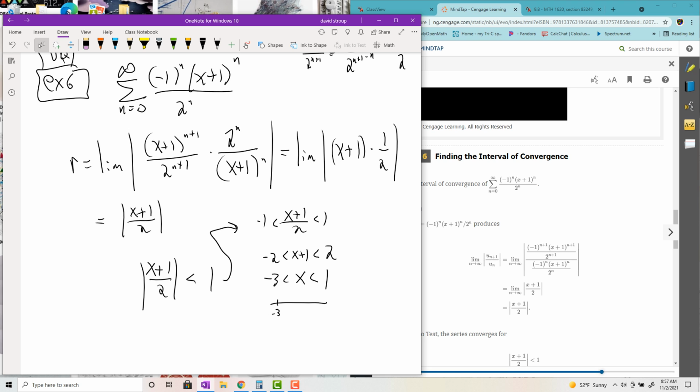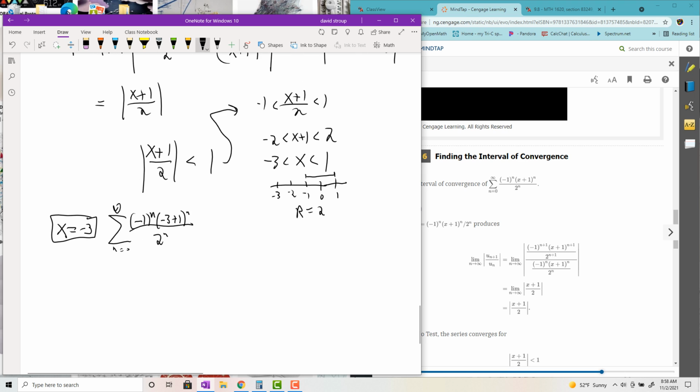So -3, -2, -1, 0, 1. It looks like R is 2. It's half the distance of the interval, this distance here. I still need to figure out the interval of convergence. So I'll start with x equaling -3. In my series, looking above, my series will become the sum of -1 to the n times -3 plus 1 to the n all over 2 to the n, from n equals 0 to infinity.